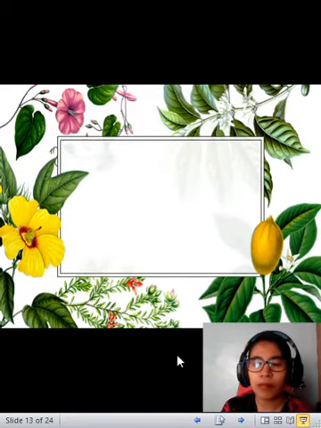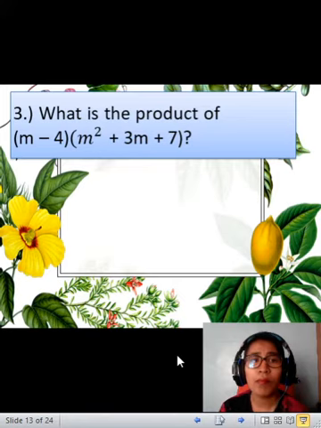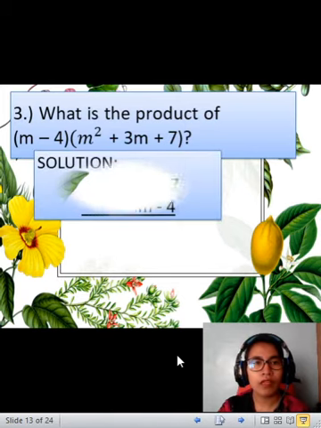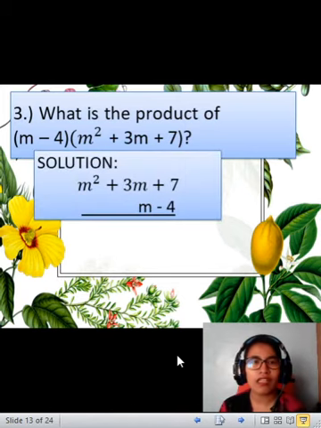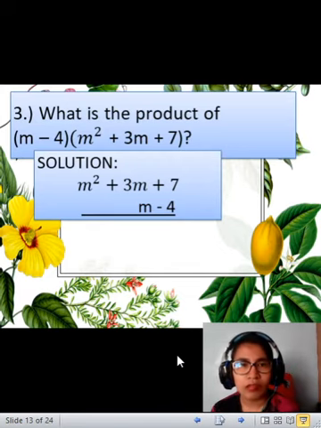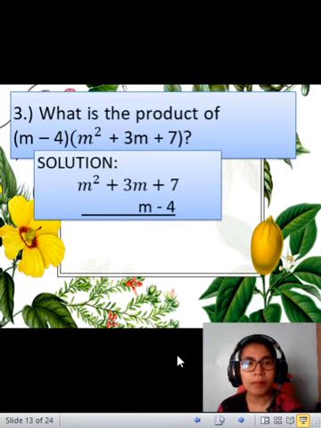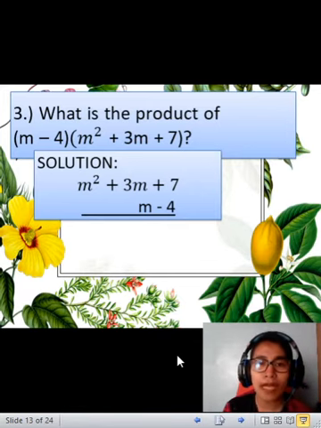For the next example, how about if I have polynomial times polynomial? So if we will have this, I will write it in a column like this. So I will write it in a column, but remember it's times. So we have m squared plus 3m plus 7, then we have m minus 4.